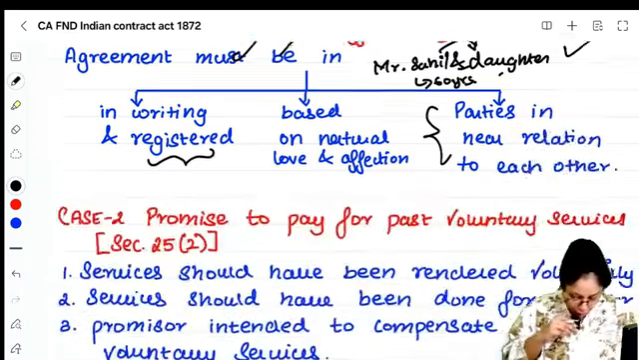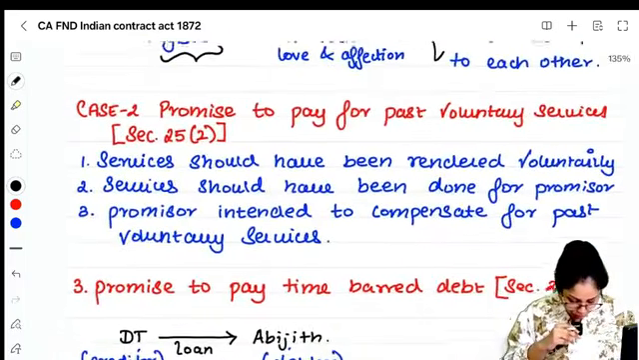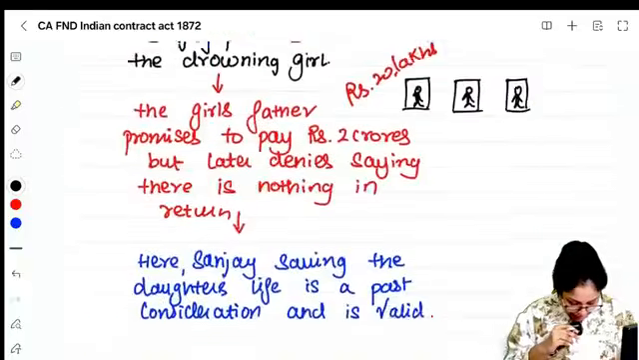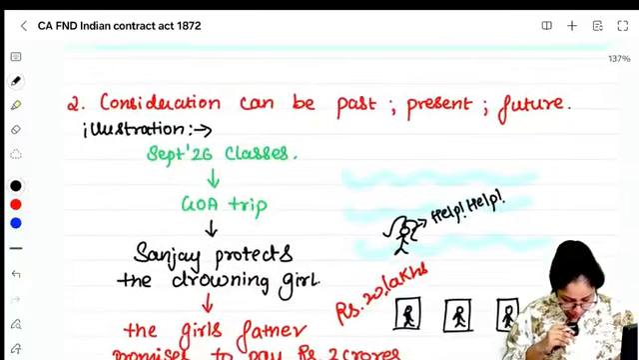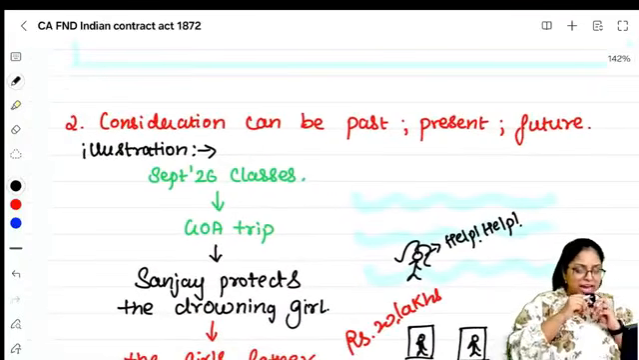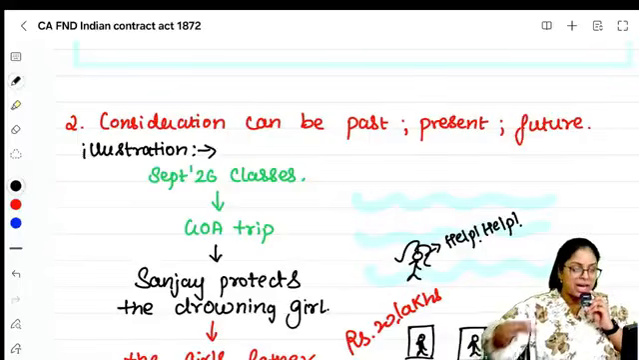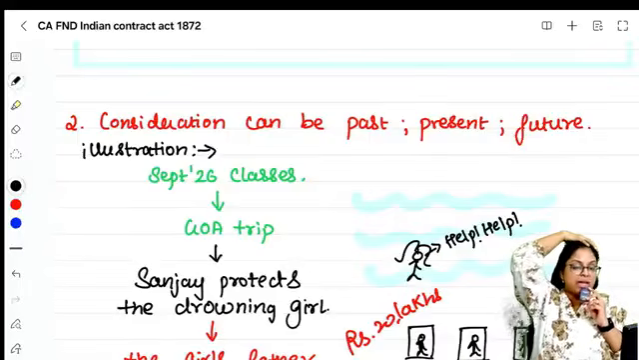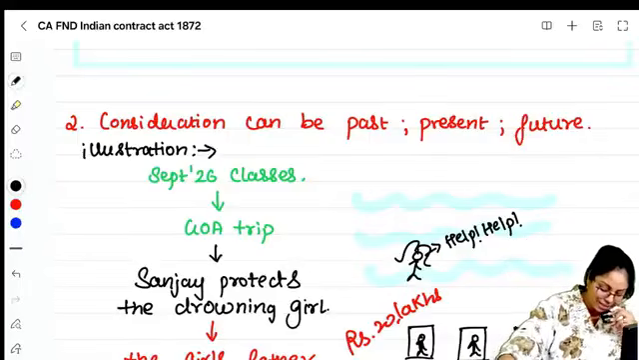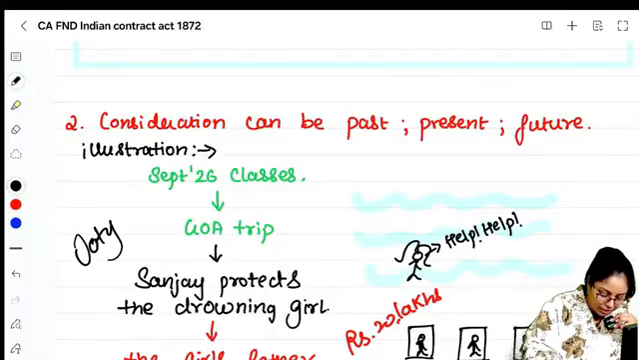Can we go to 25(2)? 25(2) is the same example. Remember this example? Sanjay saved this girl. Now let's suppose Sanjay, now it is not Goa. Sanjay is going to a hill station. Where is he going? Ooty, hill station.